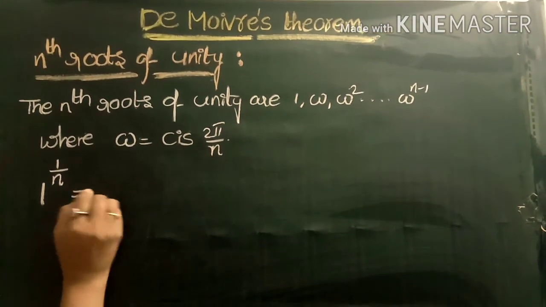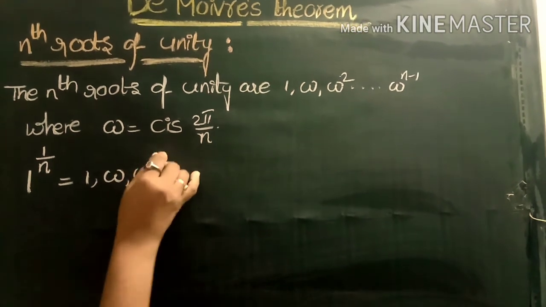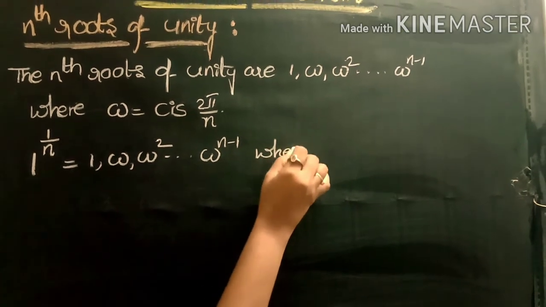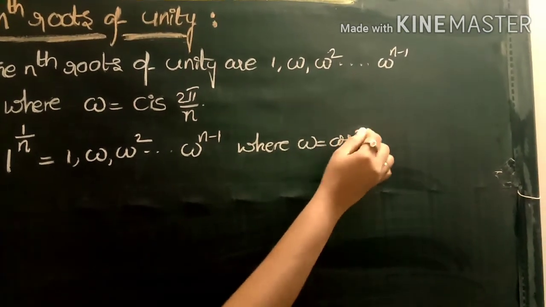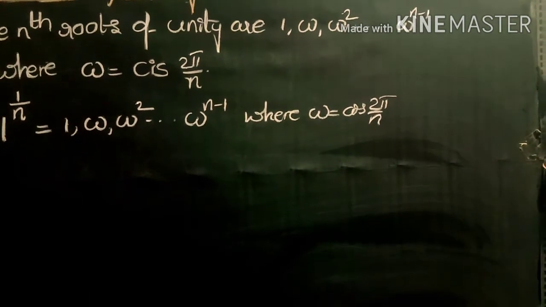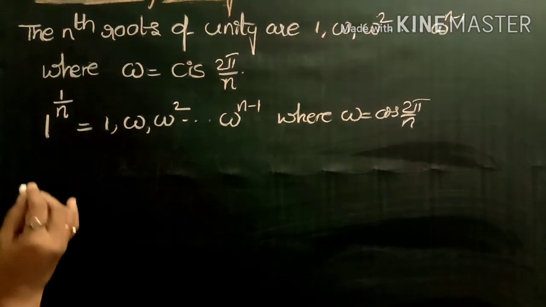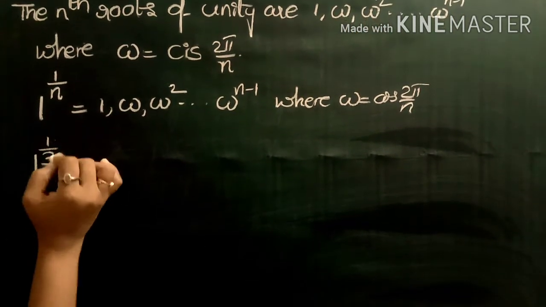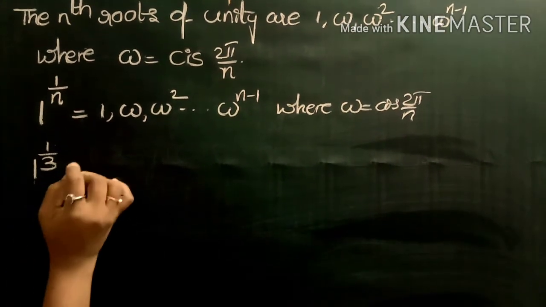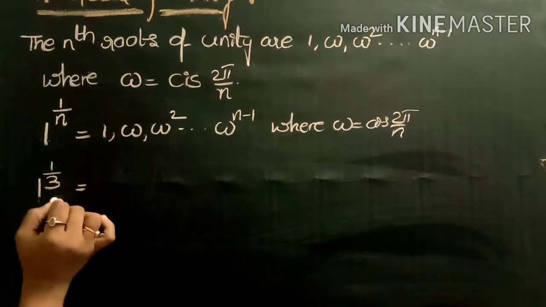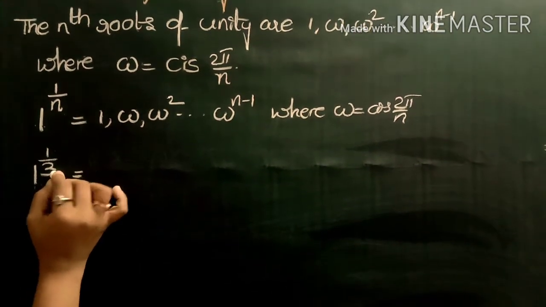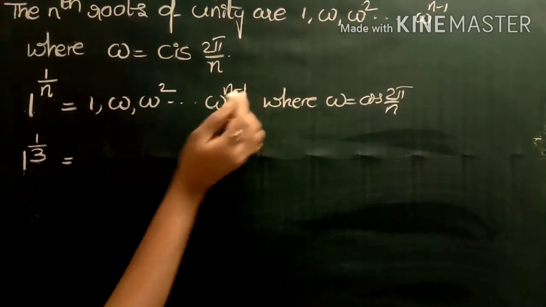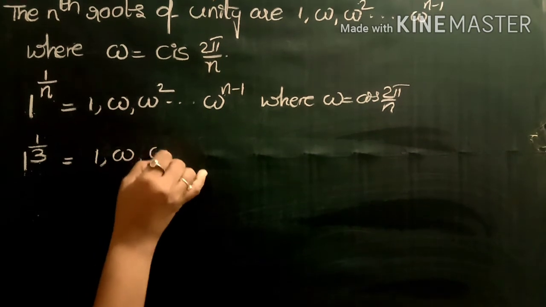The nth roots of unity are the values 1, omega, omega square, and so on up to omega power n minus 1, where omega is equal to cis of 2 pi by n. Now we want the values of the cube roots of unity, that is 1 power 1 by 3. The difference is that in place of n we have 3, so we replace n with 3. 3 minus 1 is 2. So the cube roots are 1, omega, omega square.